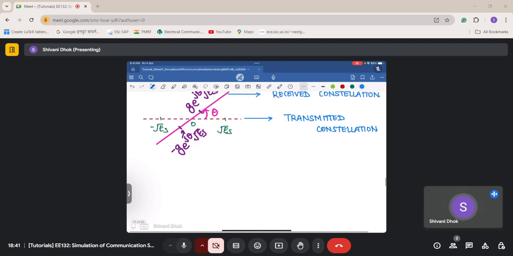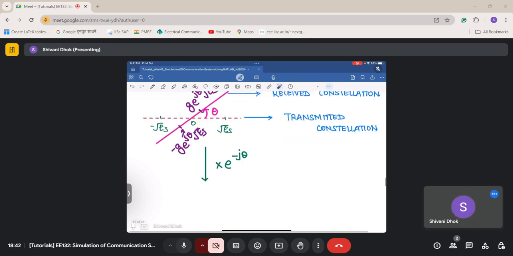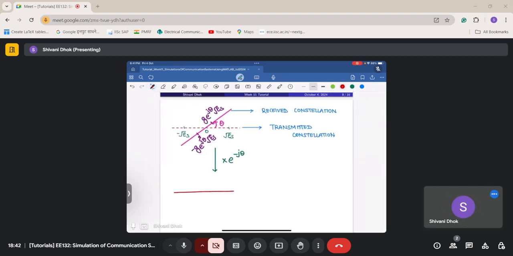So now if I multiply by e power minus j theta, that is, I undo this phase rotation, so I may again bring it back down here. What will I get? I'll get something like this. I'm just multiplying it by e power minus j theta. Earlier I had this minus root Es and root Es. These are my original constellation.